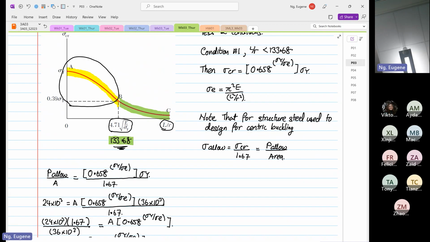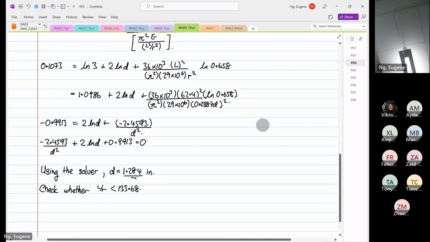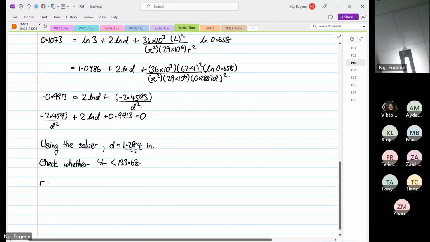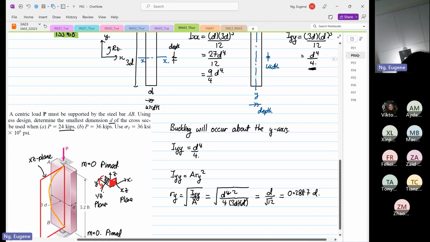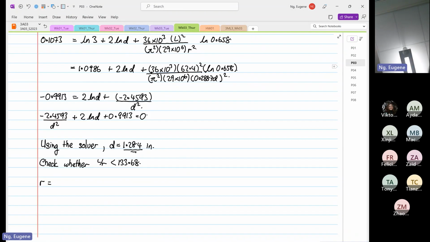Our R value is related to D, okay? So now we can check. We know that R is equal to, we have this expression, R is equal to 0.2887 D. So this will be equal to 0.2887 multiplied by 1.284. So this is equal to 0.3707 inches.